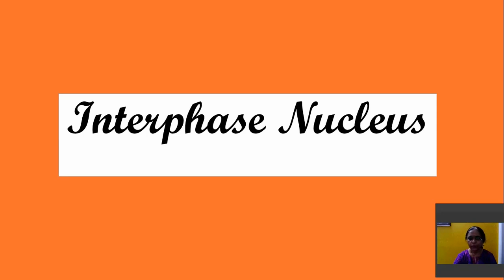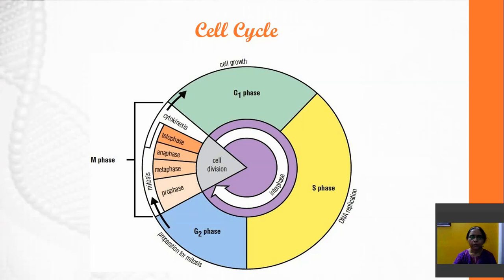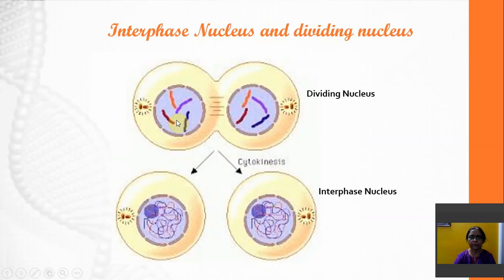Hello students, today we will study interphase nucleus. Before studying interphase nucleus, let us see what is cell cycle. It is a cycle when the cell prepares for the cell division and the actual division. When the cell prepares for the cell division is called as the interphase, and this is the actual dividing stage. Now what happens to the nucleus during these two stages?